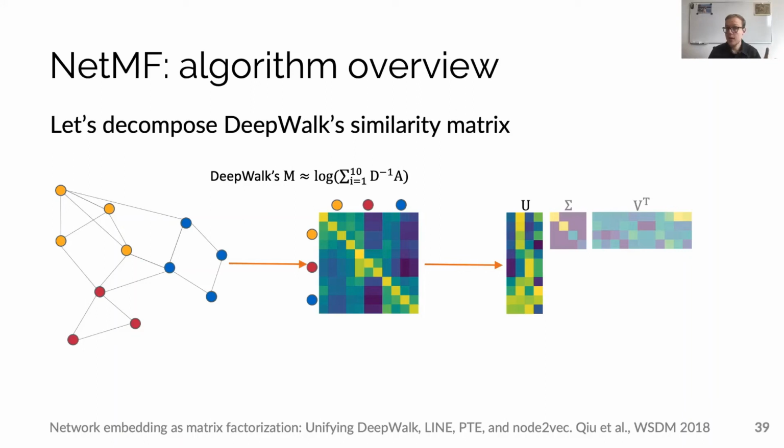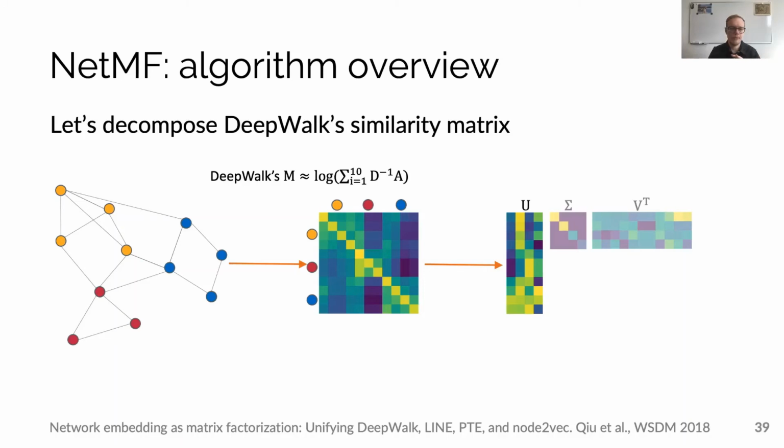We can analytically compute this dense similarity matrix, and we can decompose it explicitly. So in DeepWalk's case, typically W is 10. Here I wrote a sum from 1 to 10 of powers of the transposed similarity matrix. And then we take an element-wise logarithm. This is not a matrix logarithm, this is an element-wise logarithm of this thing.